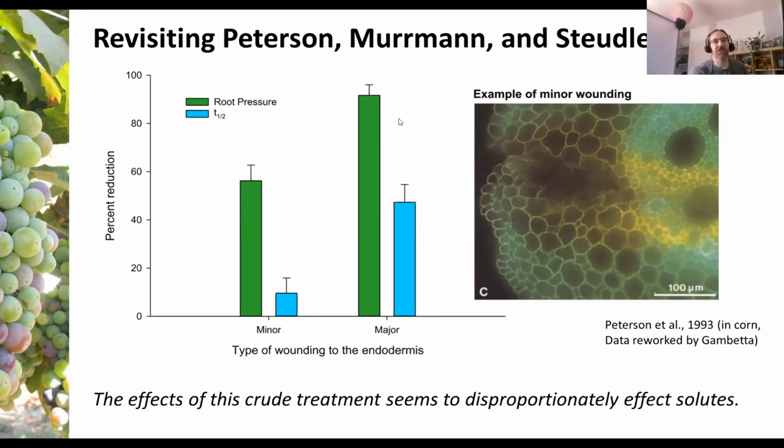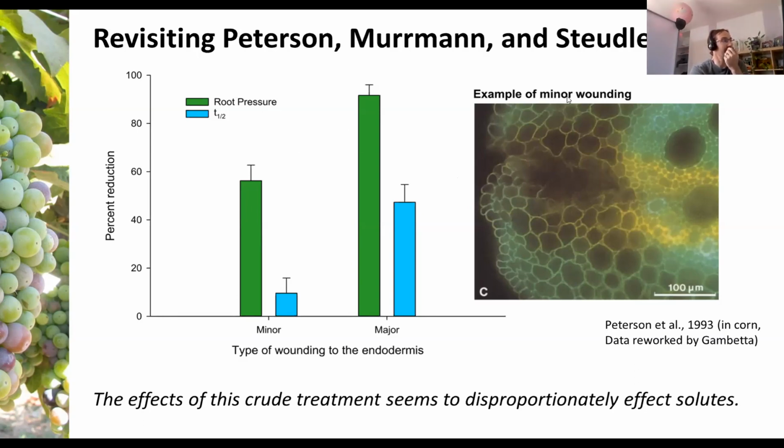So I reworked the data for our discussion today because it's so much easier to see. He did this experiment that we may consider to be kind of crude, where they were interested in exploring the role of these suberized structures. And this is in corn. And they did it kind of in a crude way where they physically pierced the root. This is an example I have in the slide here.